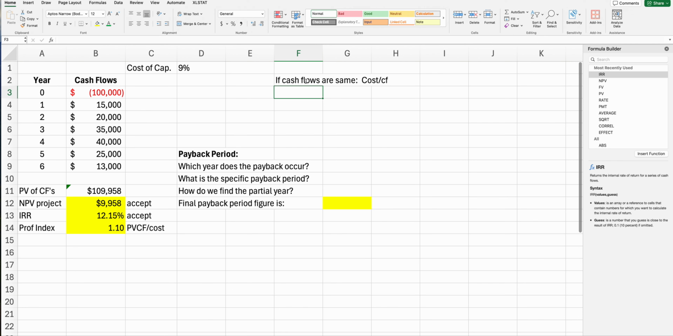Okay, so in this case, we would say $100,000 divided by the 25, if it was to be $25,000 every single year, then our payback period would be 4 years, and that would be it. Okay, so that's a question you want to see on the exam, of course, because that's an easy formula to utilize.